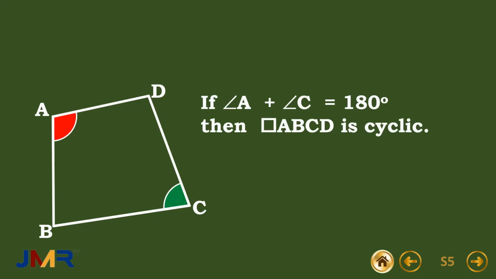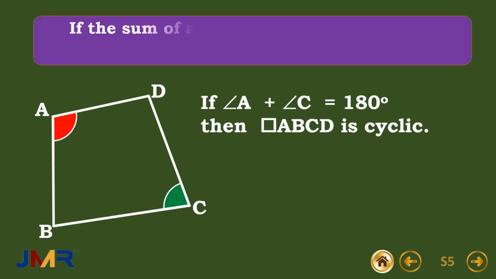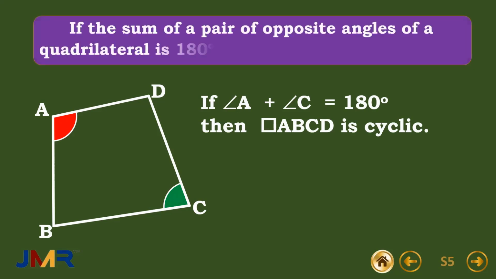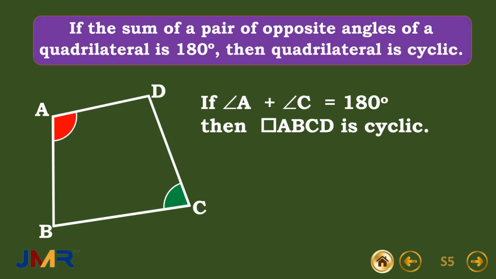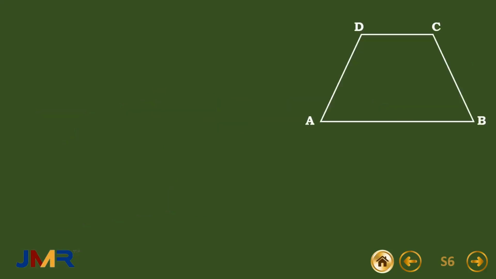What is the property of a cyclic quadrilateral telling? If ABCD is cyclic, then the sum of the opposite angles is 180 degrees. What is its converse? If the sum of the opposite angles is 180 degrees, then ABCD is cyclic. Using this converse property of the cyclic quadrilateral, we are going to solve some more problems. Are you ready? Yes, let us go further. The theorem goes like this: if the sum of a pair of opposite angles of a quadrilateral is 180 degrees, then that quadrilateral is cyclic. Let us go further.